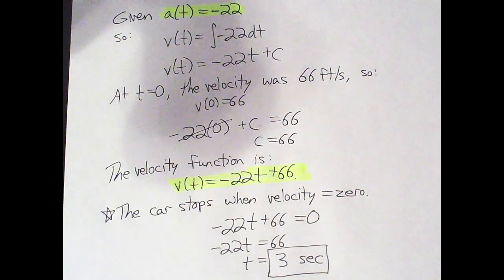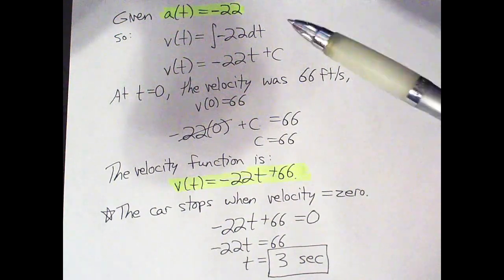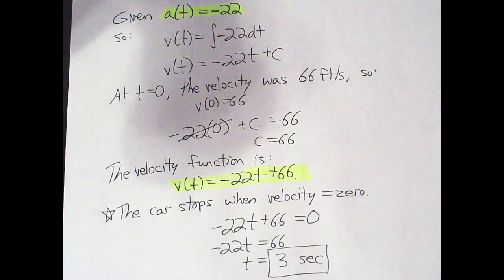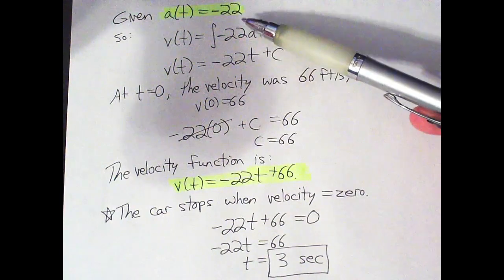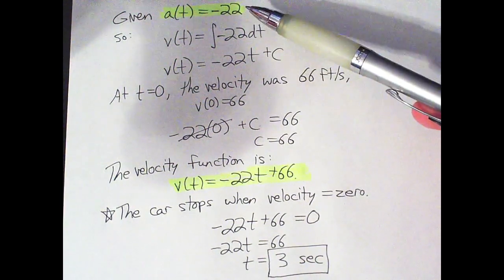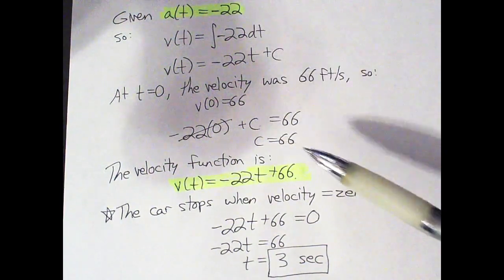So I think this problem was a little bit shorter than the hot air balloon problem. I think the tricky parts were, at the beginning, you had to convert the 45 miles per hour to feet per second. And then another little tricky thing was noticing that the acceleration was going to be negative because it used the word deceleration. So that had to be a negative 22. And then the rest of it is kind of like the previous problem.